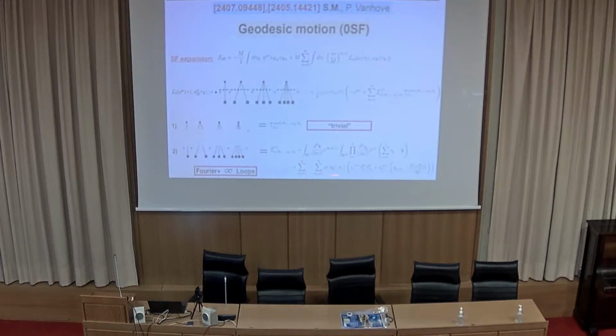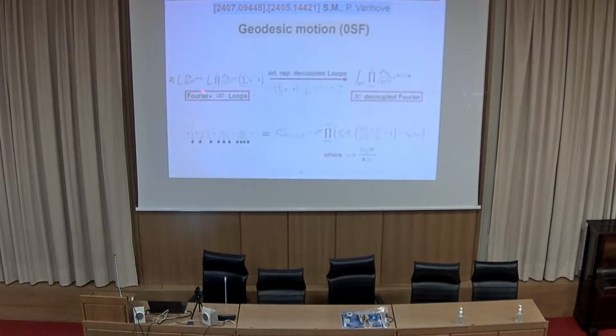The argument, the integrand, is this series over all of these n1 to nL, where L is the amount of the propagators here. So it's a bit messy. The trick here is to use, so we start from a Fourier plus infinite loops, and by using just the integral representation of the delta function, we see that this decouples all the loops. So you end up with an infinite amount of decoupled Fourier transforms. So this can be put under control.